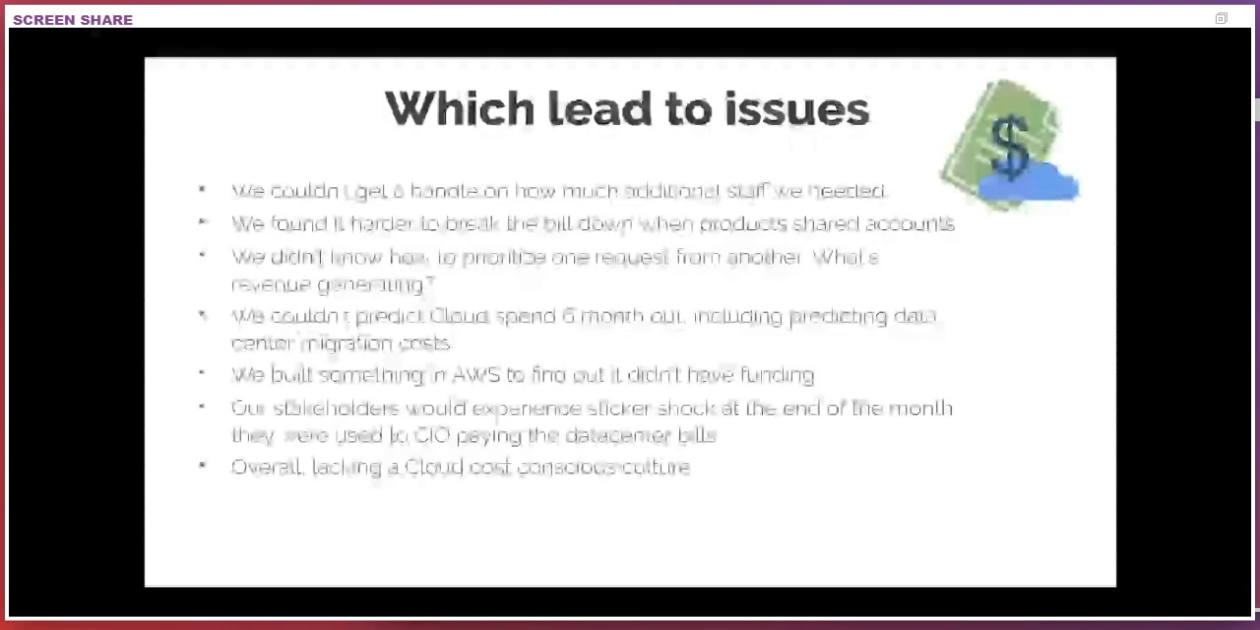What we did is we formed a FinOps team, a global team. We created a gated onboarding process for all new cloud applications, and we created an inclusive cloud governance board that would have to review and pass all policies.